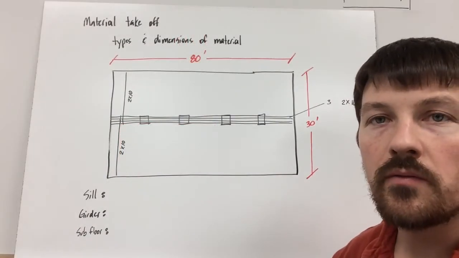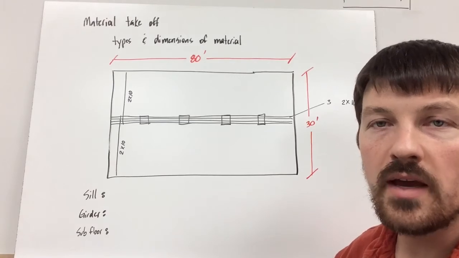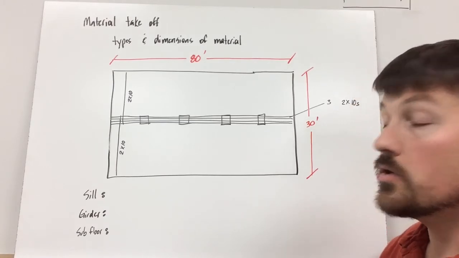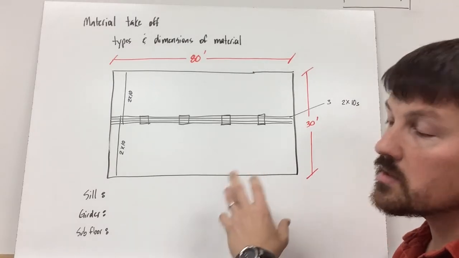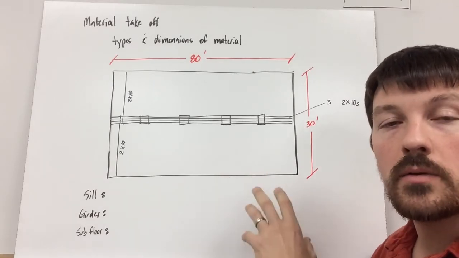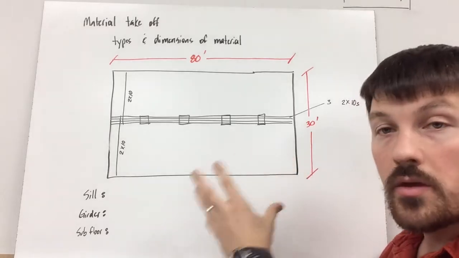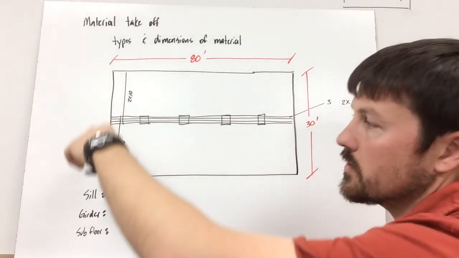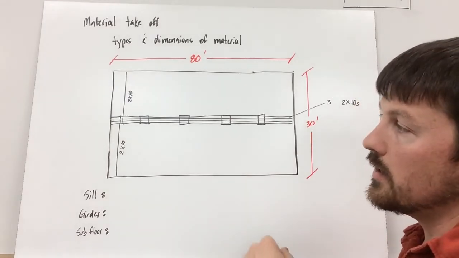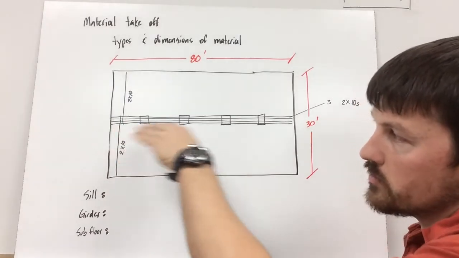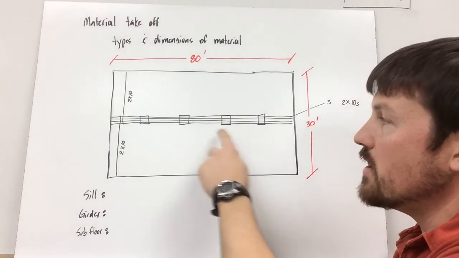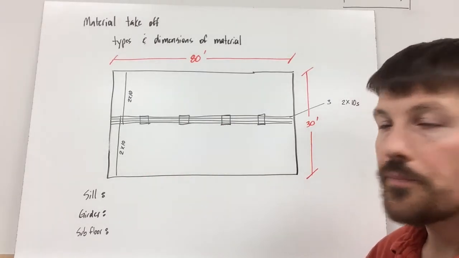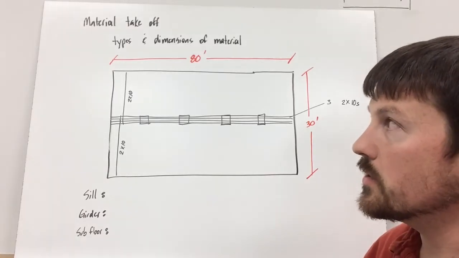A material takeoff is a list of all the different types and dimensions of the material we're going to be using. To do that, we have to take a set of drawings, look at them, and be able to estimate all the different types of material we need. So if we look at this, it's showing the foundation and floor joists. It looks like we have a girder with some piers under here to help support the load of these beams. So I want to know, how much sill plate do we need?